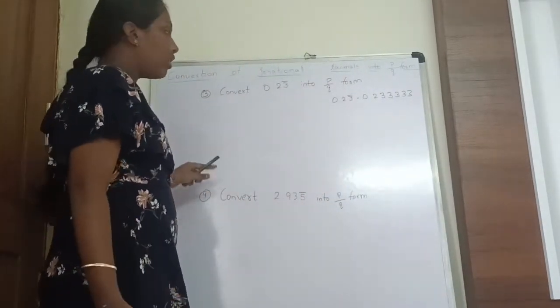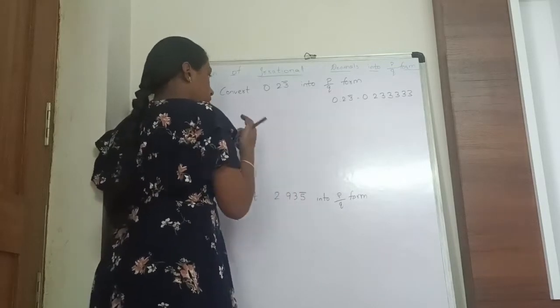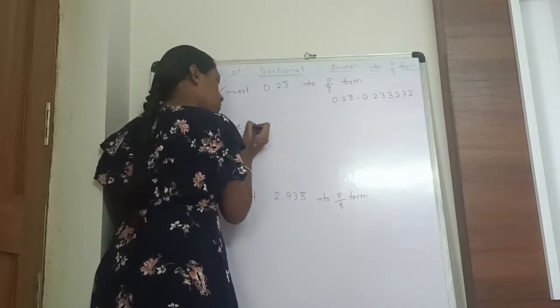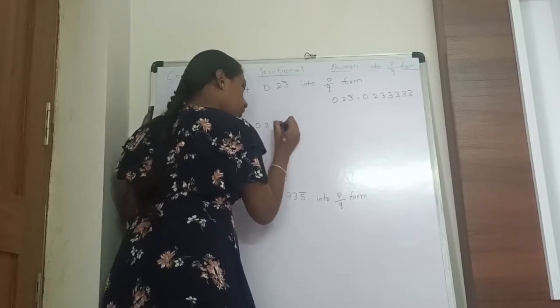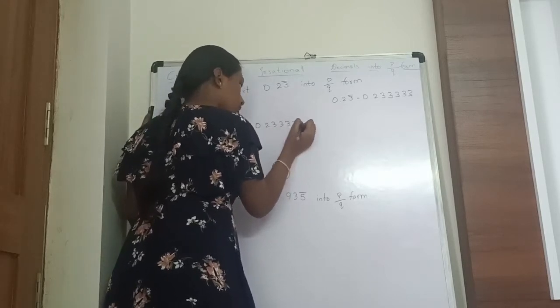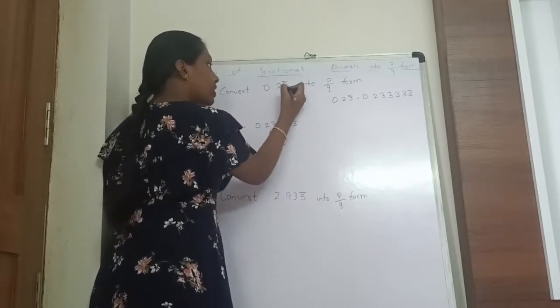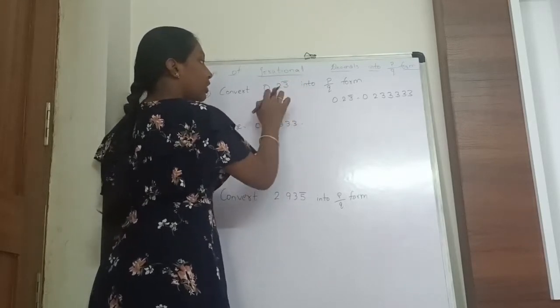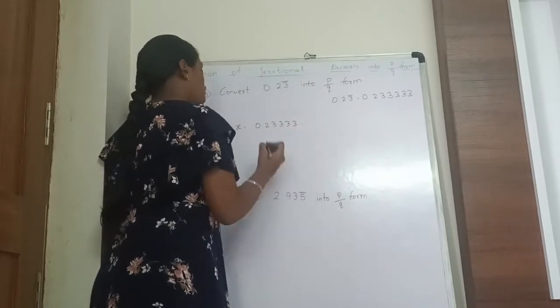Okay. Now x equals 0.2333 and so on. Now, how many digits are there under the decimal, under the bar? Only one digit. So that means you have to multiply by 10.